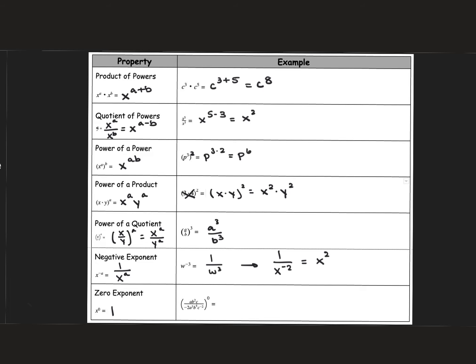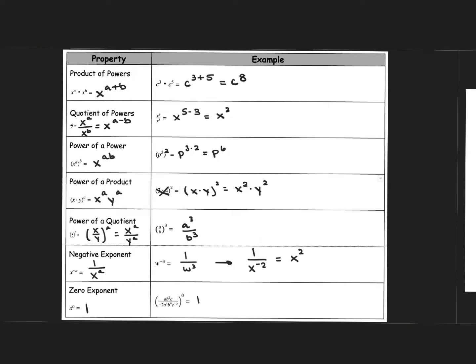So looking here on the SOL or any assessment, this is a very popular question where they give you this expression that you have a lot of exponents and bases, and they'll raise it to the power of 0, which will just give you 1. All right, so let's get into some practice.